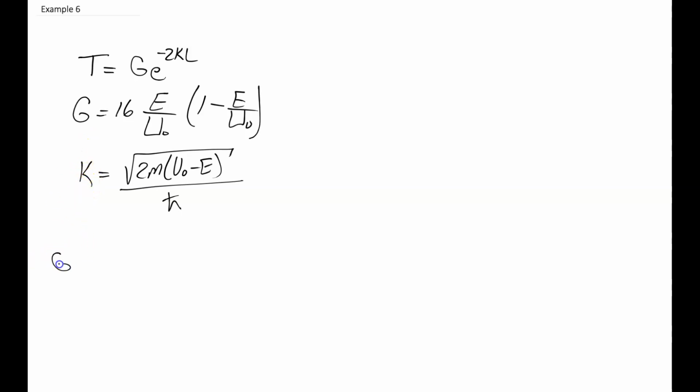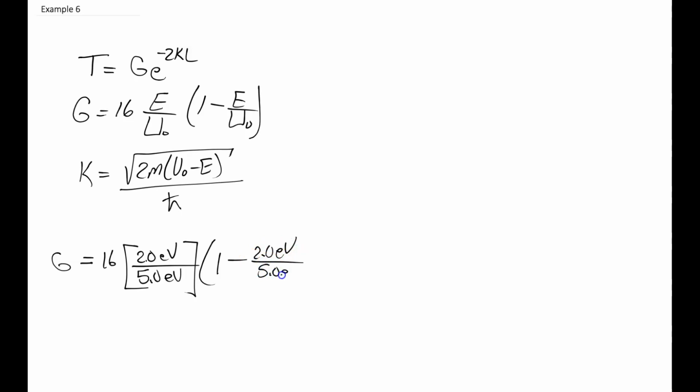So G equals 16 times 2 electron volts over 5 electron volts times 1 minus 2 electron volts over 5 electron volts, which gives us a value of 3.8.